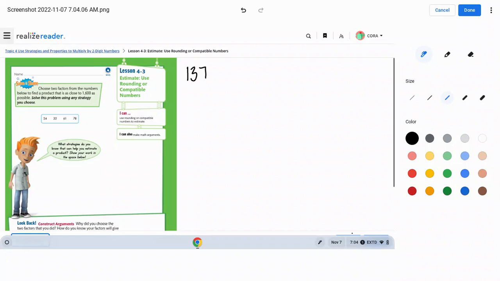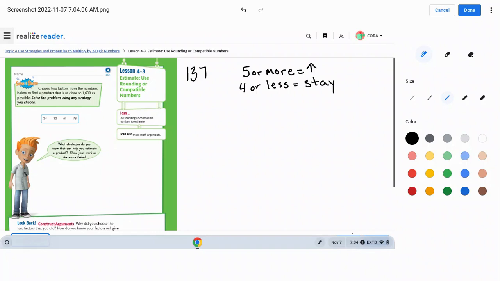Before we get started, I'm going to put the rule up. So if we remember, if a number, the bossy neighbor is 5 or more, then the bossy neighbor says the number needs to go up. If the number is 4 or less, the bossy neighbor is telling the number it needs to stay. Okay, with that in mind, let's look at our question we have here.